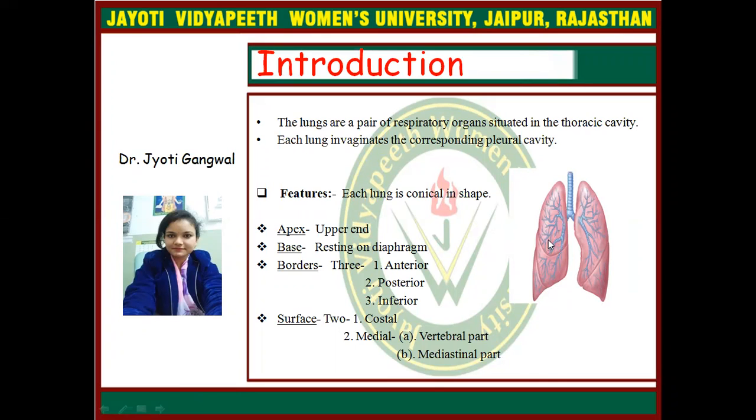So this is the costal surface, and this is the medial surface, which is also divided into a vertebral part and a mediastinal part. The vertebral part is related to the ribs and vertebrae, and the mediastinal part is related to the mediastinum and the heart. The apex is the upper end, and the base rests on the diaphragm. The borders are three: anterior, posterior, inferior. Surfaces are two: costal and medial. The medial surface is further divided into vertebral part and mediastinal part.